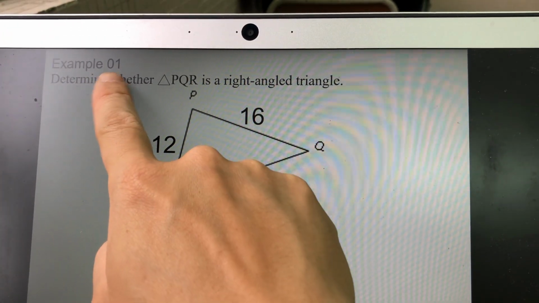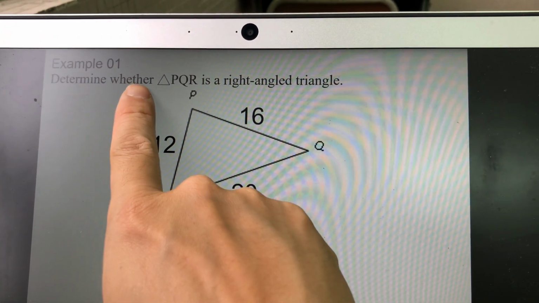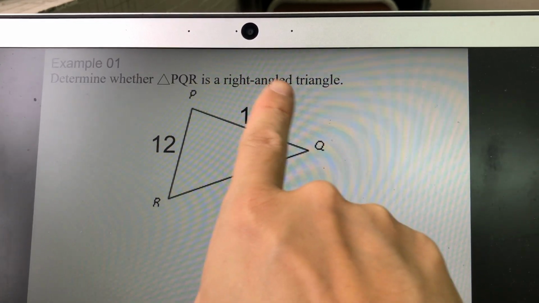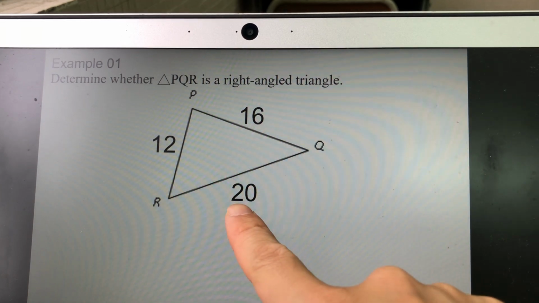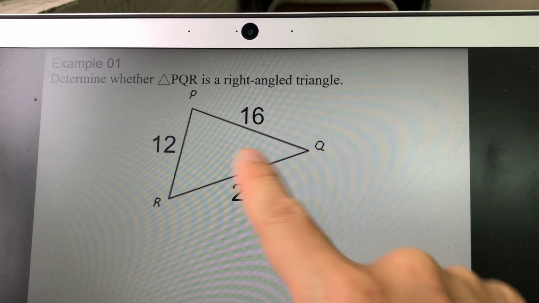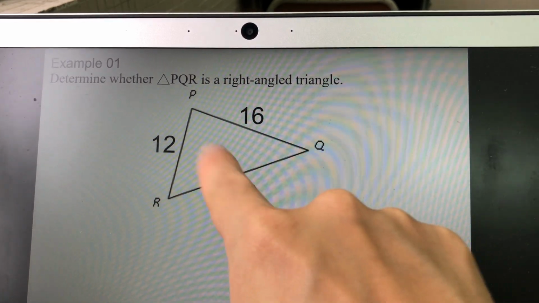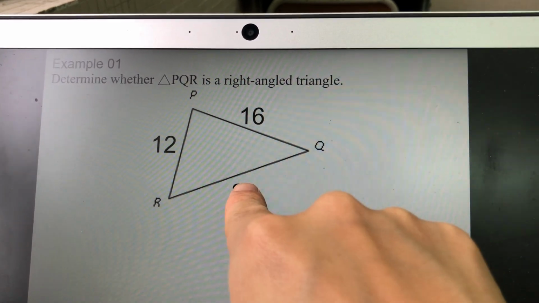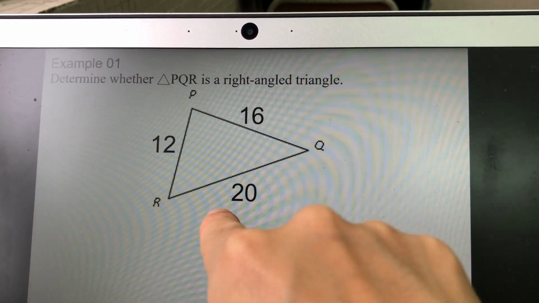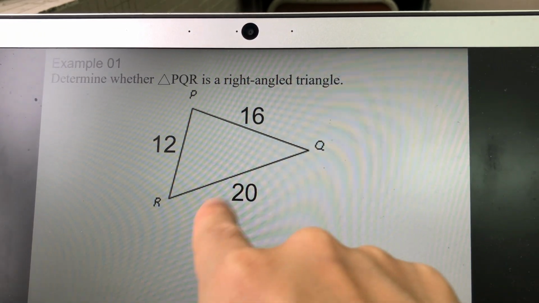Example number 1, determine whether triangle PQR, this one, is a right angle triangle or not a right angle triangle. What do you think? Is it a right angle triangle? You may check the three sides, see whether they satisfy the relationship or not. Do you remember the procedure?